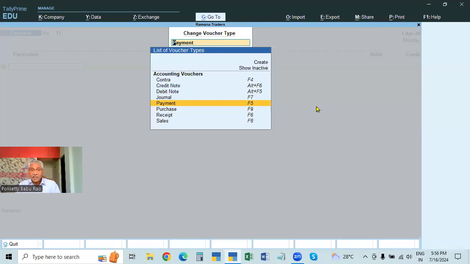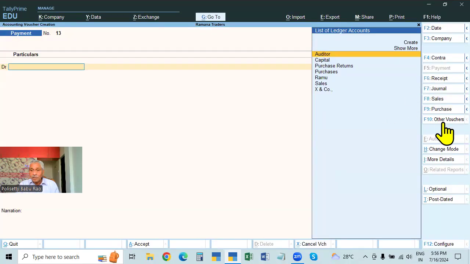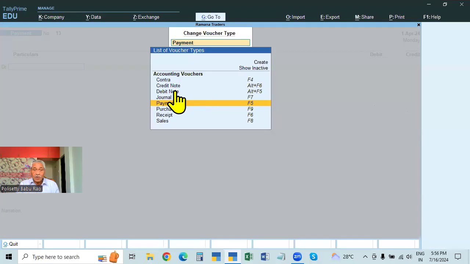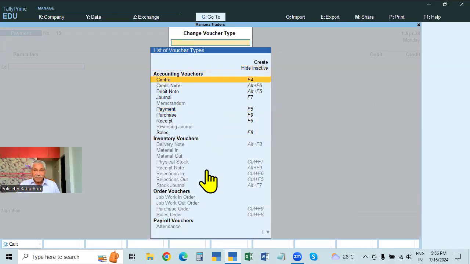Now see, click it. All the active vouchers are shown. And these two, actually, at first will not be active. They will be inactive like the others. If you want to see all the inactive ones, click show inactive. See, all the inactive ones are shown. And these two also will be inactive. Only 6 will be active. These two also will be inactive.